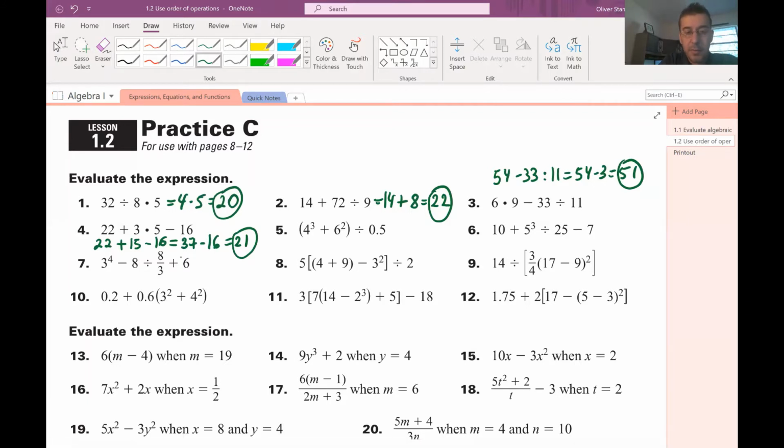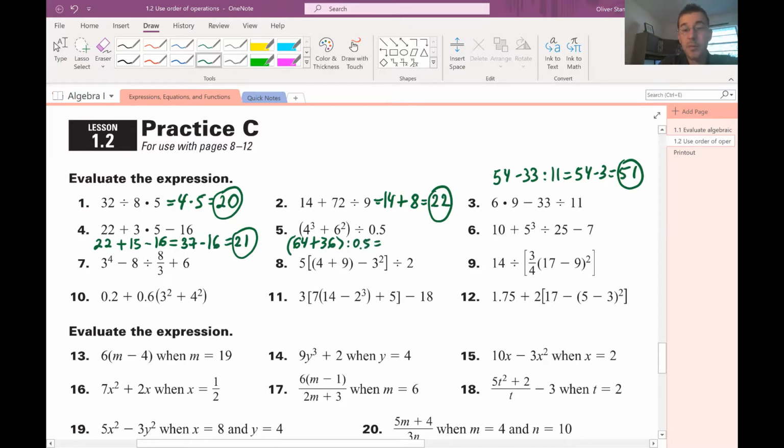Next, number 5, we're going to do powers first. Remember last time we said which ones are the orders of operations. First is grouping, then we do powers, then we do multiplication and division, and finally we do addition and subtraction. So in this case, we're going to do powers first. So 4 to the third is 4 times 4 times 4, or that is 64. So we're going to do 64 here, plus 6 squared is 6 times 6, which is 36. That is all grouped together and then divided by 0.5.